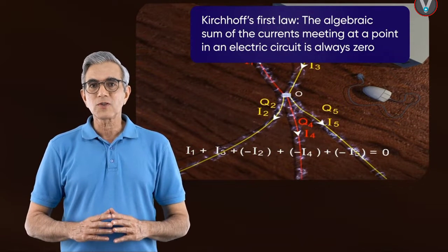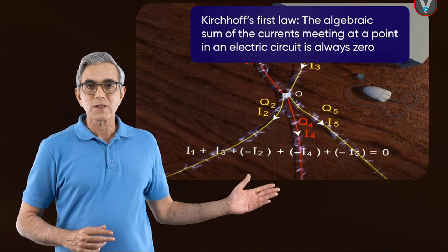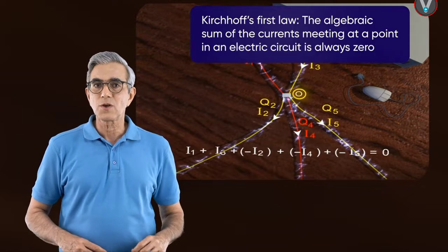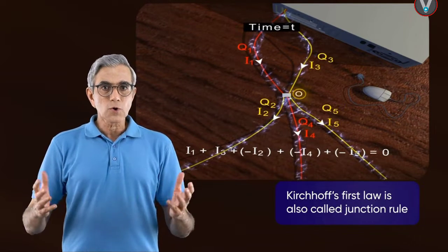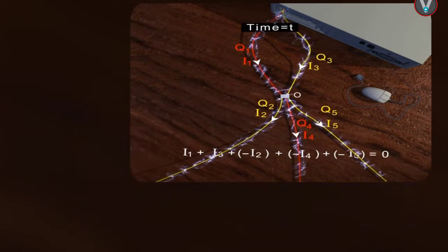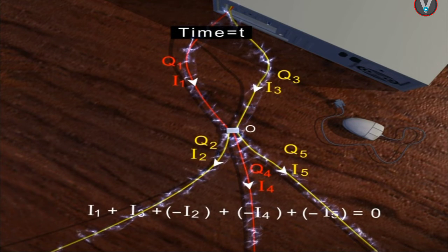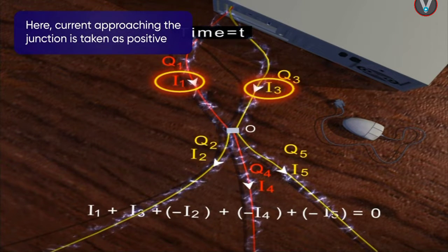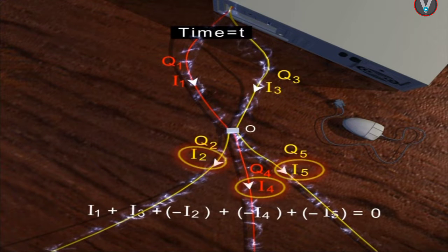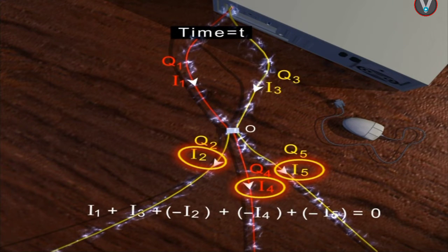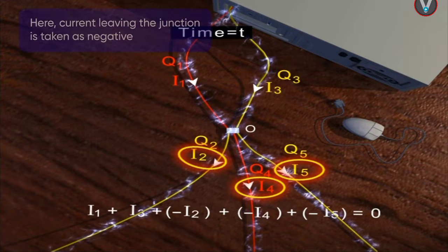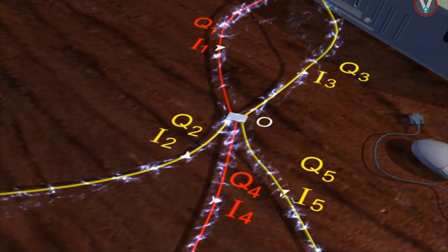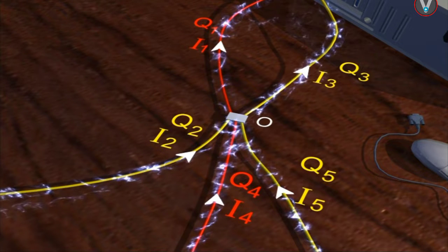Kirchhoff's first law states that the algebraic sum of the currents meeting at a point in an electric circuit is always 0. It is also called the junction rule. We took the signs of currents I1 and I3 approaching the junction as positive, and those of currents I2, I4 and I5 leaving the junction as negative. We could also have taken the opposite sign convention.